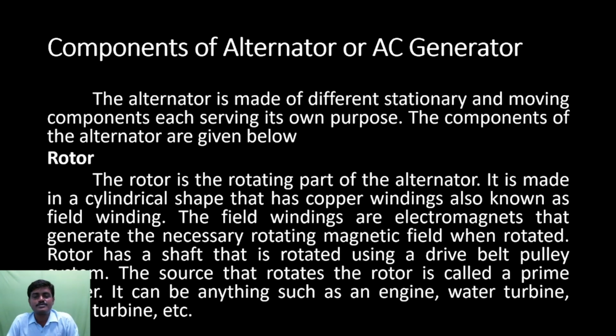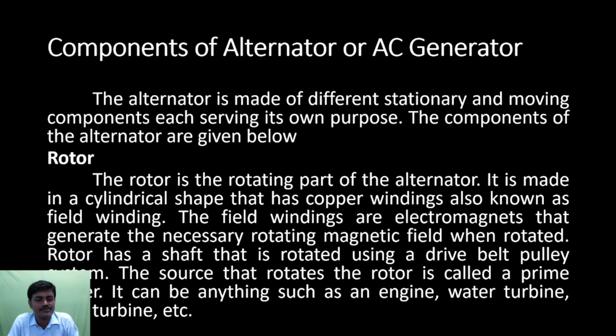So the alternator is made up of different stationary and moving components. What is it actually having? We are having the stator and rotor. The stator is the stationary one, and the rotor is the rotating one, that is the mobile component, each serving its own purpose.